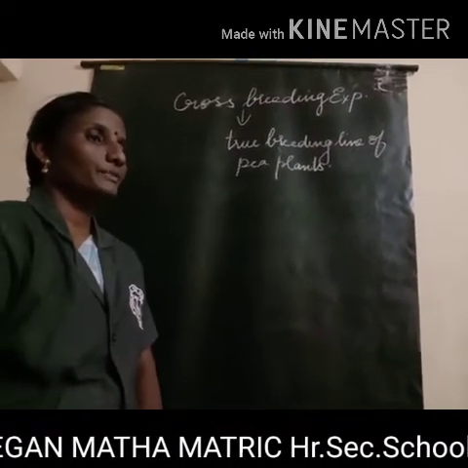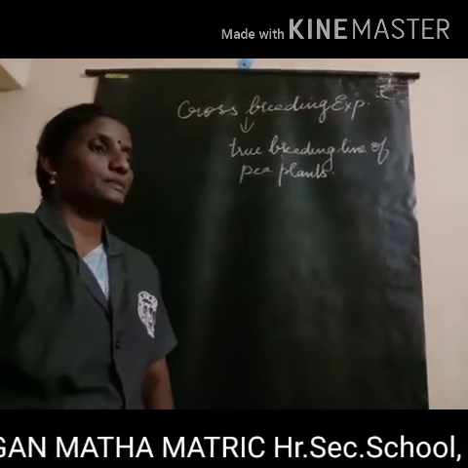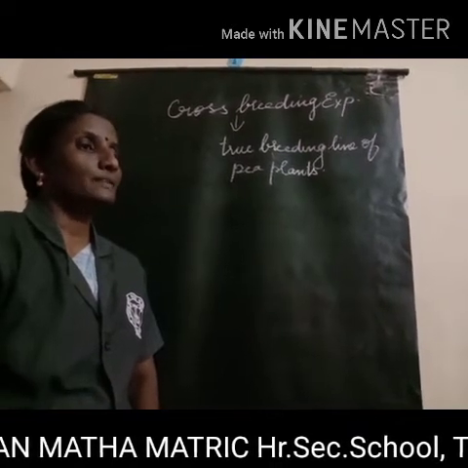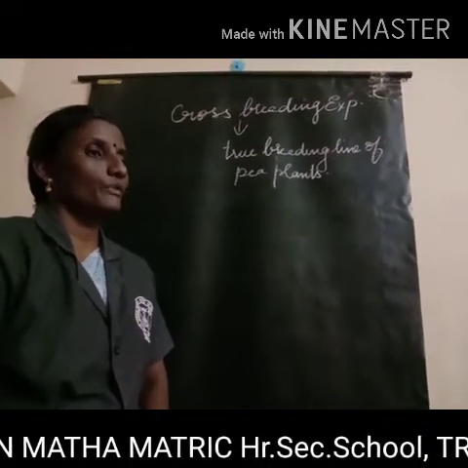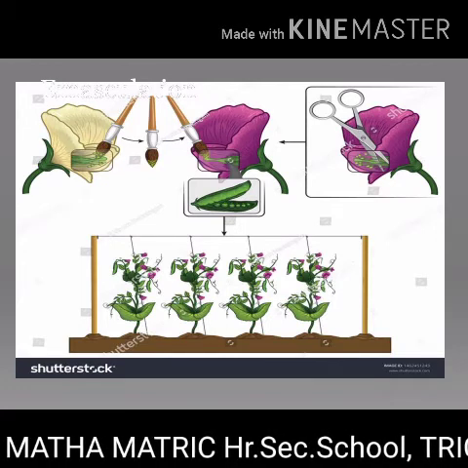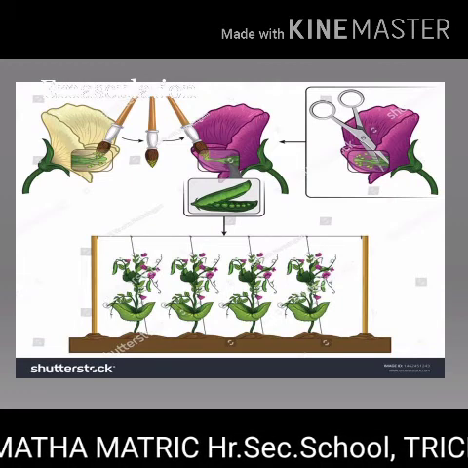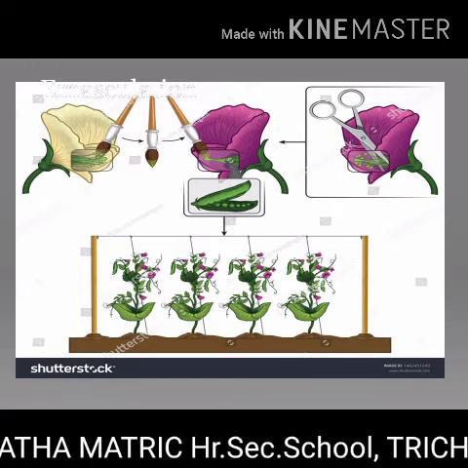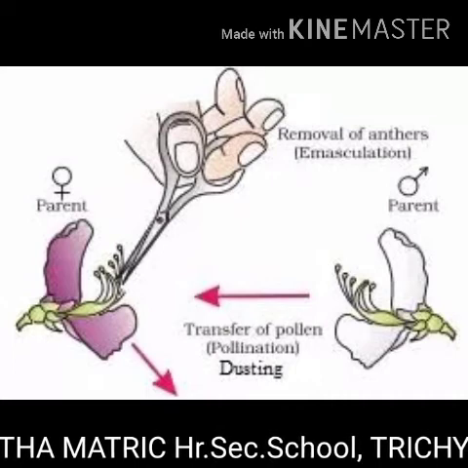So pure line refers to homozygosity only. Homozygosity means the same character. If it is tall, all the plants were tall only. If the plant is dwarf, all the plants were dwarf. Fusion of male and female gametes produced by the same individual derived from the same plant is known as self-fertilization. Self-pollination takes place in Mendel's pea.